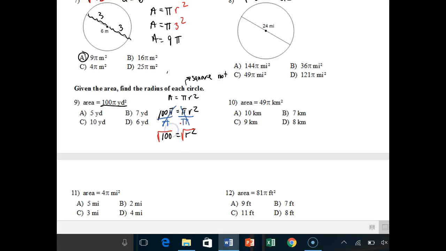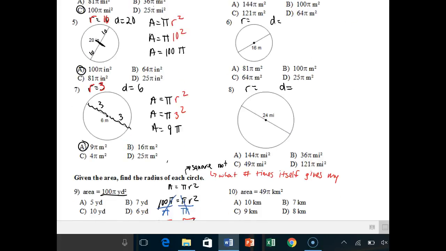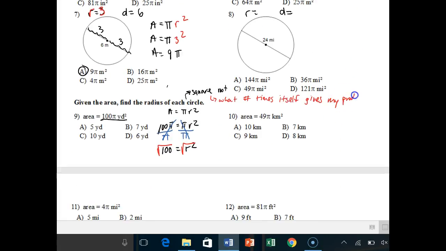This is not division. Square root is what number times itself, or what number squared, gives me my product. So what number times itself gives me 100? In that case, your radius is equal to 10, because 10 times 10 is equal to 100. That's how we get this. 10 is our answer. So C, 10 yards.